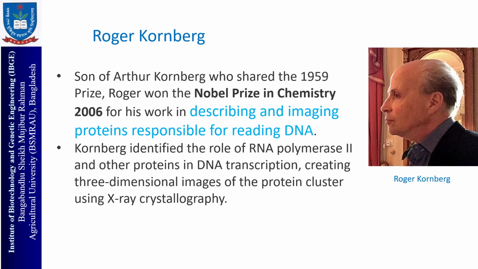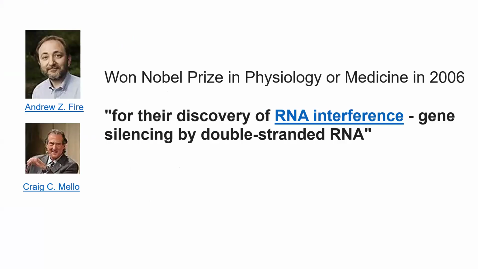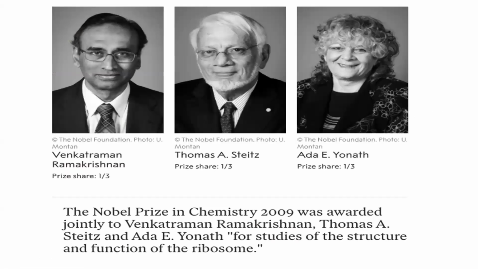I possibly discussed many other molecular things, especially in molecular biology. Two scientists got the Nobel Prize for their discovery of RNA interference, gene silencing by double-stranded RNA. Interesting. They found RNA technologies. RNA can be utilized to silence undesirable genes very precisely. So gene silencing RNA technology is very, very important.